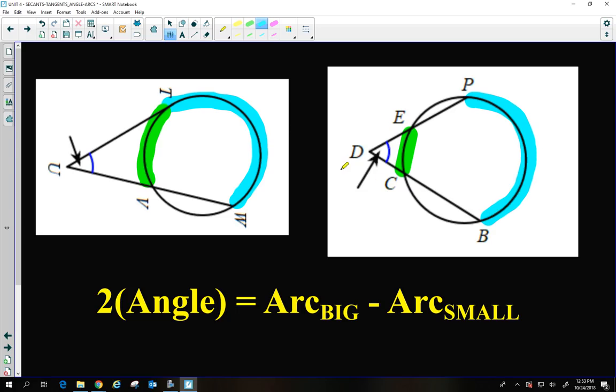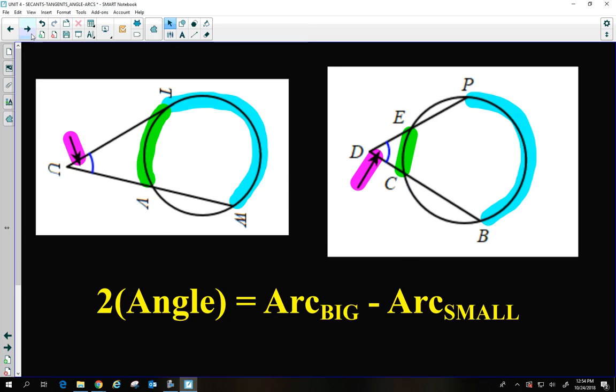You can notice in both pictures that there are a couple arcs I didn't highlight, and those are arcs that we are not concerned with. We're concerned with the arcs that are between the two segments. And of course, the big arc is always bigger, and the small arc is always smaller. So here we have the green small arcs and the blue big arcs. And if we subtract them, they will be equal to twice the size of the angle. Again, I have the arrow pointing to the angle I'm talking about, the angle that's formed by those segments intersecting.